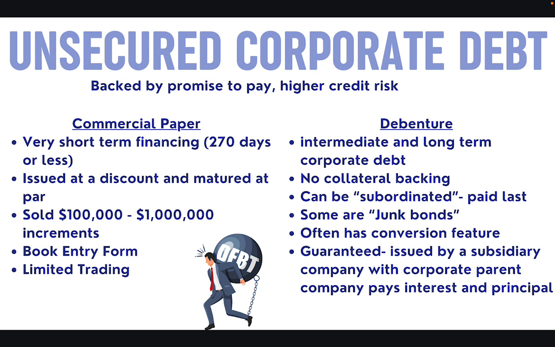And they can be subordinated, which means they're paid last. So again, if you've got a bankruptcy issue, these are going to be paid last. And some of these are called junk bonds. That means that the credit rating of the company issuing them is not the best. They often do have conversion features to make them a little more attractive.